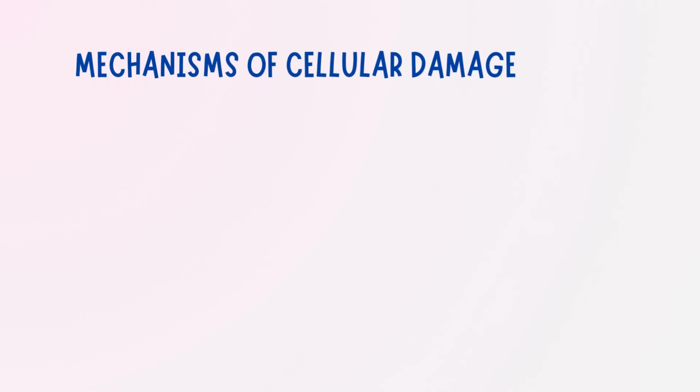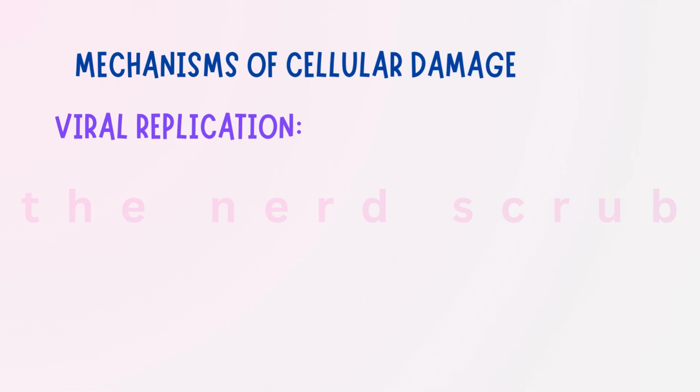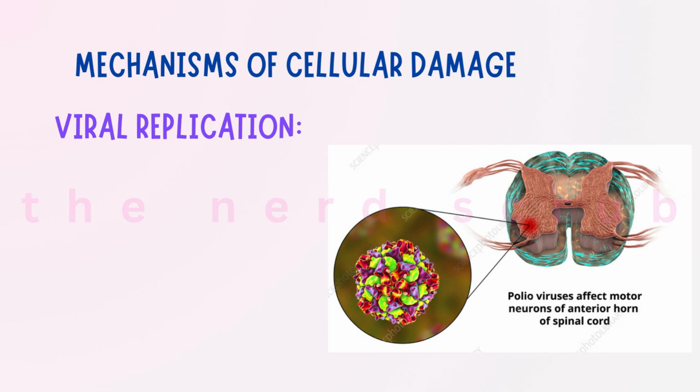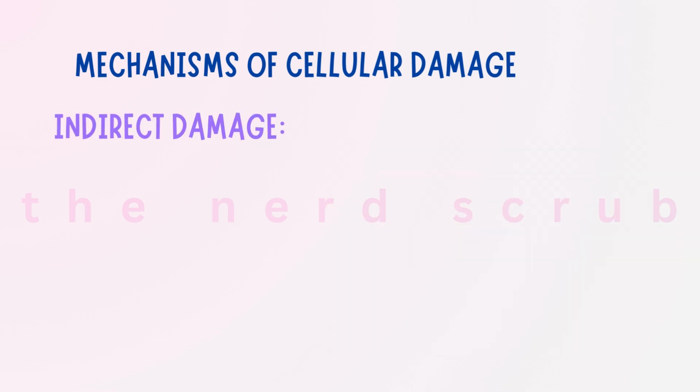Then the virus causes disease by damaging the host cell. This damage can result from direct viral replication, which destroys the cell and leads to cell lysis or death. For example, the polio virus causes direct lysis of the motor neurons, and it results in paralysis. Then we have indirect damage.